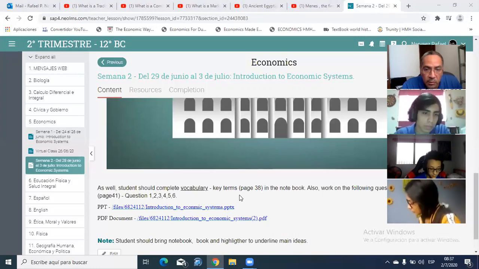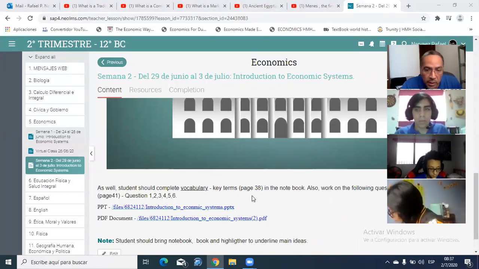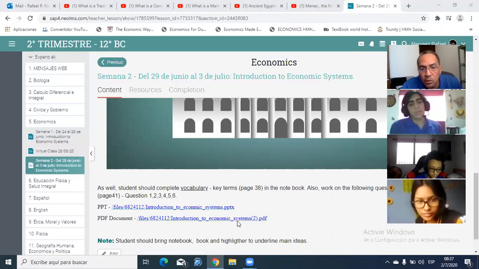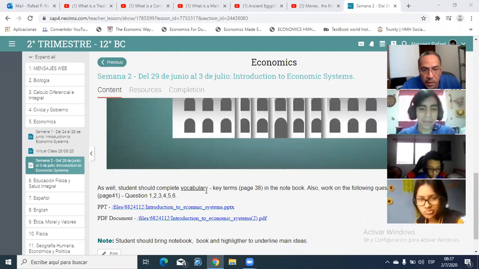So for vocabulary number 1, I know you don't have a book. Over here are the documents. This is the PDF document. So you have to download it or just open it and get all the vocabulary words. There are 4 vocabulary words, okay? And the meanings are also there, so don't worry.